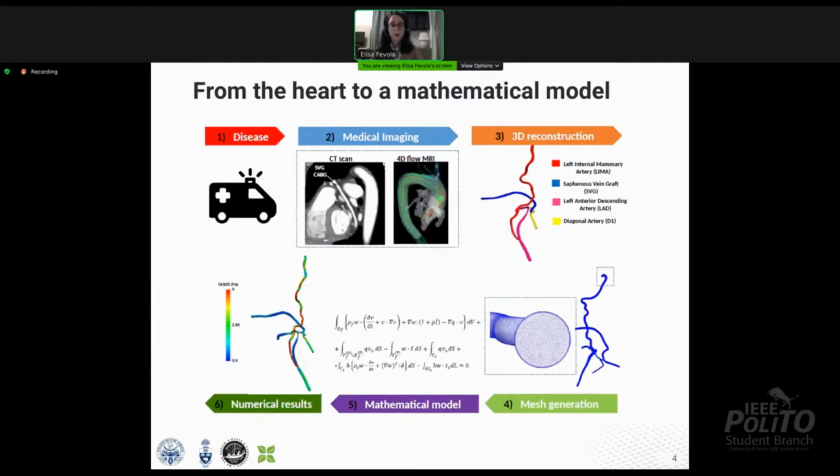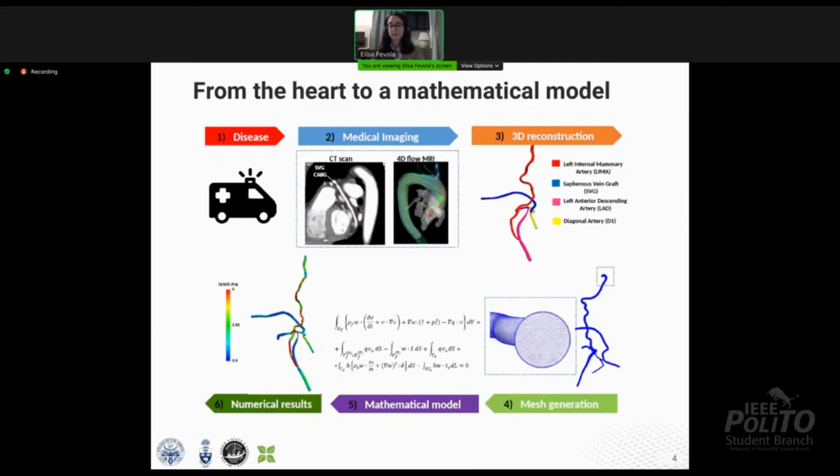So once we have the patient, we can perform, as I said, some medical imaging on him or her. So usually we do a CT scan, a computed tomography scan, and also what is called a 4D flow MRI, which is a particular type of magnetic resonance imaging. From the data we gather through medical imaging, we are able to reconstruct a 3D model of the vessels of interest. And on this 3D model, we can then build a tetrahedral mesh, so that we're able to use finite element modeling to solve some equations that describe the motion of fluids, also of blood, in our vessels.